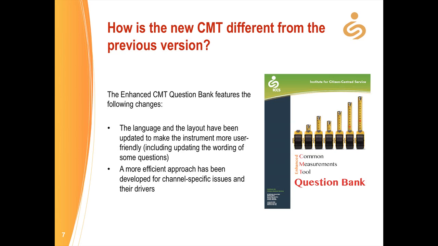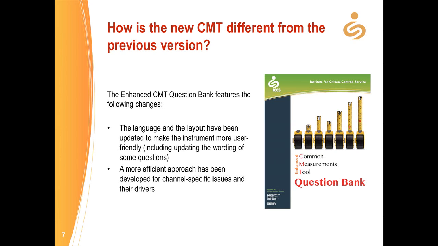To give you an example, one of the more popular CMT questions in the past had been "staff were knowledgeable and competent." However, it was found that asking about both knowledge and competence as part of the same question can be problematic, because those two could be seen as distinct attributes. Consequently, the Enhanced CMT now has two different questions: "staff were knowledgeable" and "staff were competent." Two questions addressing those specific drivers. This division should also greatly increase the actionability of the results based on these questions.